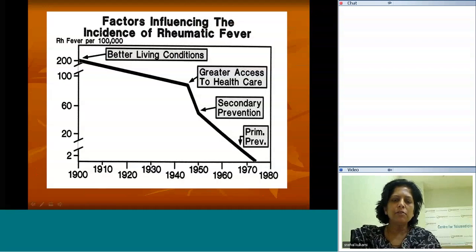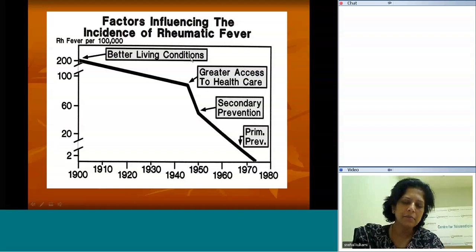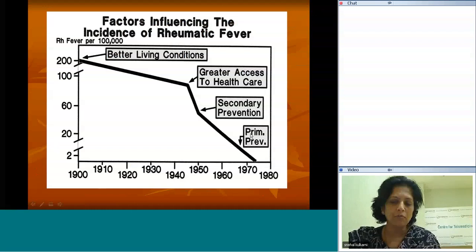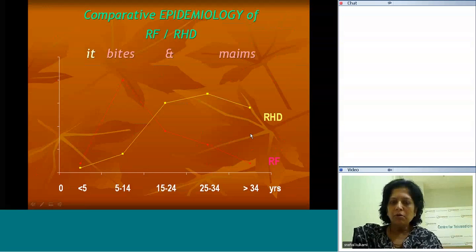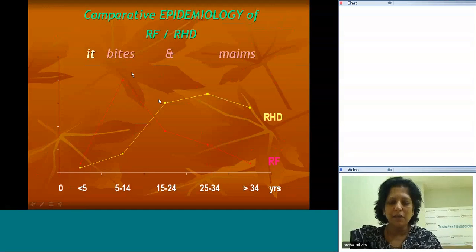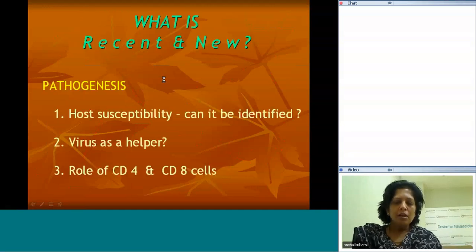And these factors which influence the incidence of rheumatic fever, if you see, again, there are better living conditions, better access to healthcare, secondary prevention, and there may be a role of primary prevention of rheumatic fever. So, if you see the pattern of rheumatic fever and rheumatic heart disease, it's by and large the same. So, what is recent and new?